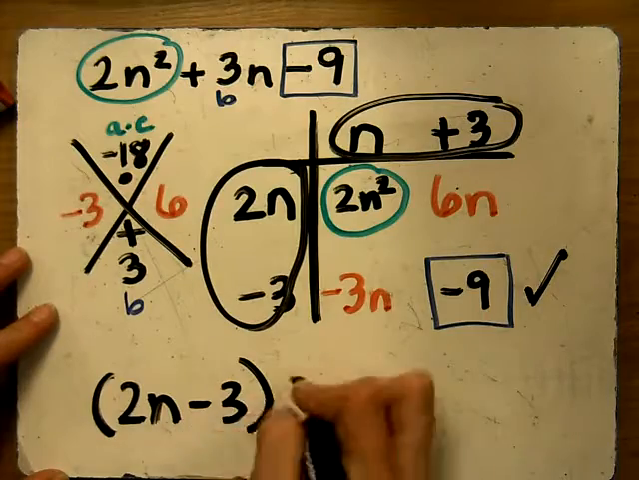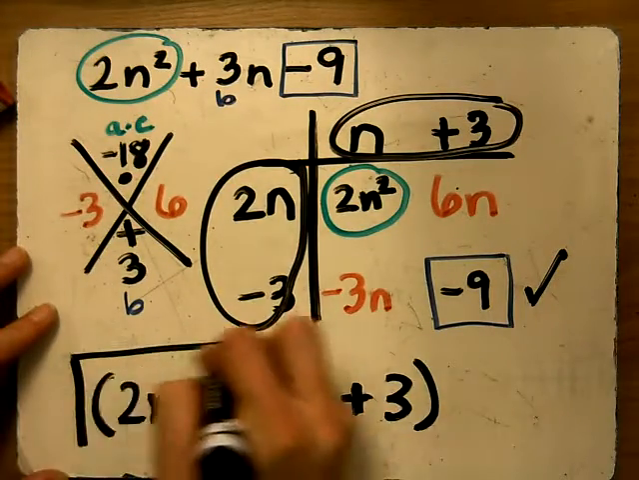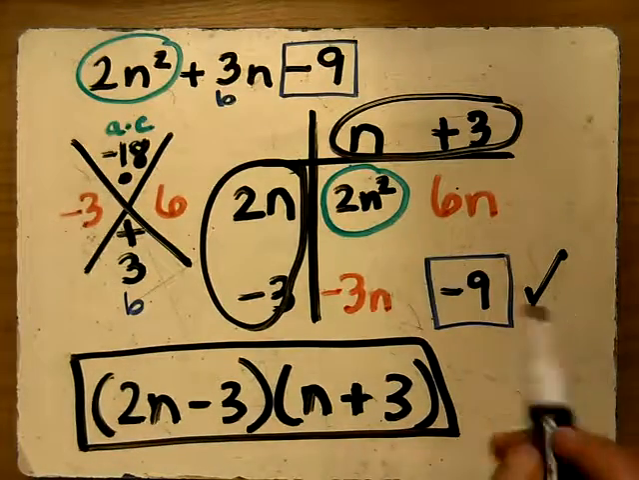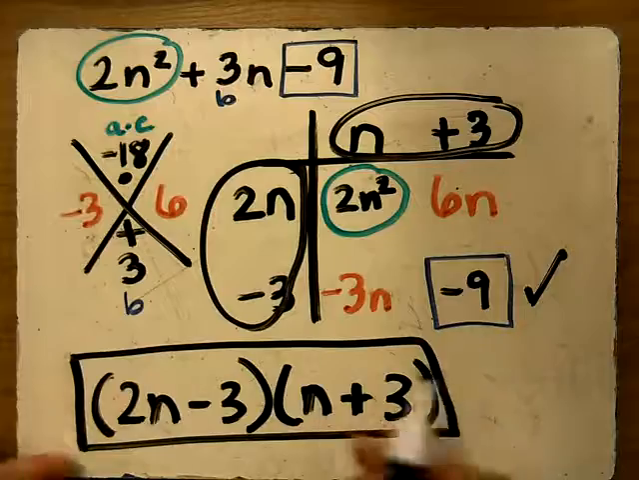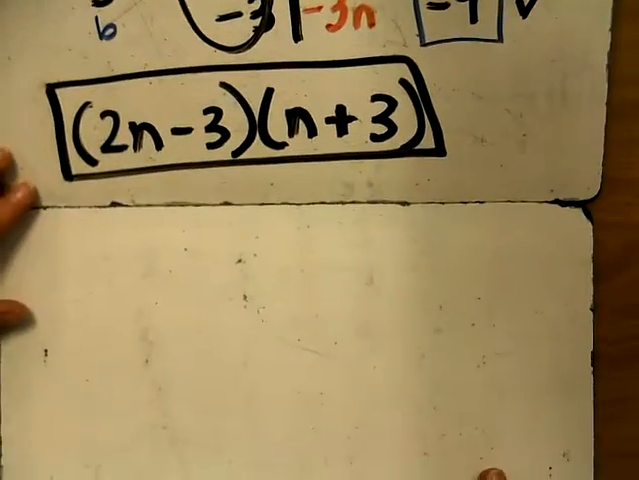2n minus 3 times n plus 3. Here is the factored form. And so for those of you that like to use the area model when you are multiplying binomials, this might be a nice way to organize this when you are factoring. And I'll show you why. So we can check to make sure this worked.